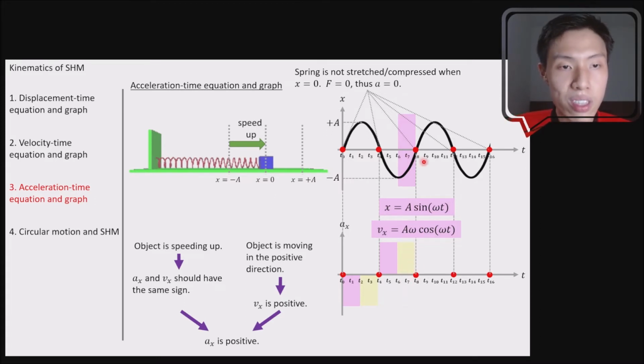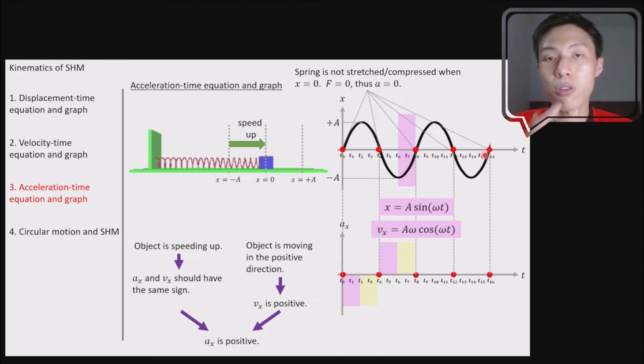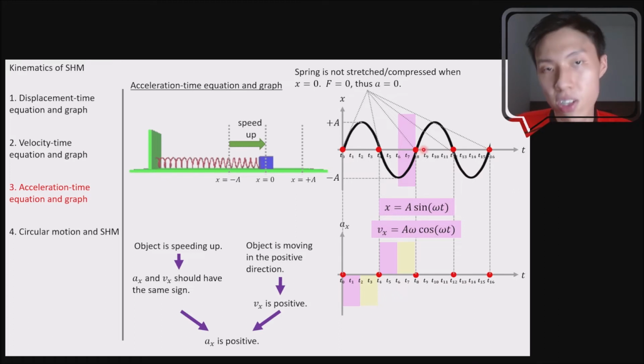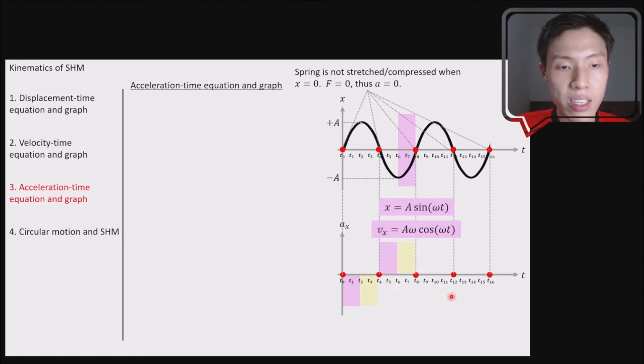Okay, I can continue to go from T8 to T10, T10 to T12, T12 to T14, T14 to T16. But you see it's the same pattern again and again, because this is the second oscillation and it's the same thing as the first oscillation. So you should expect the pattern will follow as time passes.